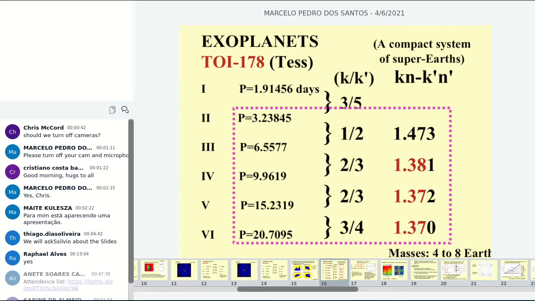And you see, when we make the relations, k times the angular velocity of the innermost planet, minus k prime times the angular velocity of the next one, you see the numbers. Forget the first one, which is a little bit different, but the others, 138, 137, 137. Okay, again, we have a system in which the planets are in such a situation that if we take a rotating system of axes, the motion is perfectly periodic. Next.